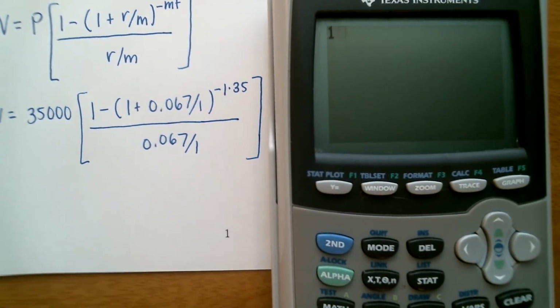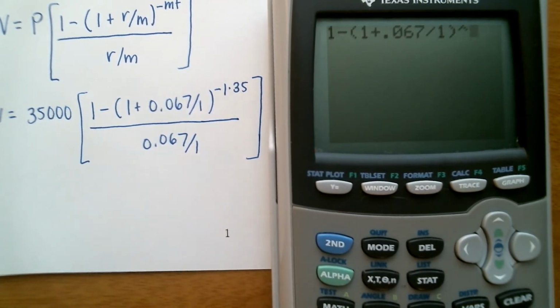So I'm going to type in the numerator just like I see it. So 1 minus parentheses 1 plus 0.067. Again, if you divide by 1, you're going to get 0.067. But remember, you may have a number other than 1. Your m value could be something else. So just get in the practice of plugging in the m value here. So you would divide by the m value, whatever it is, close the parentheses, and then your exponent.